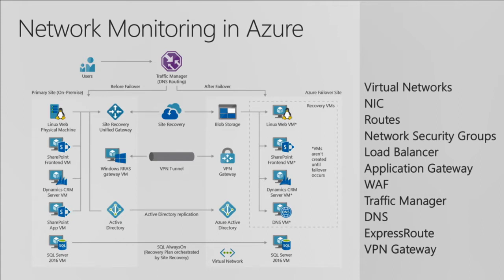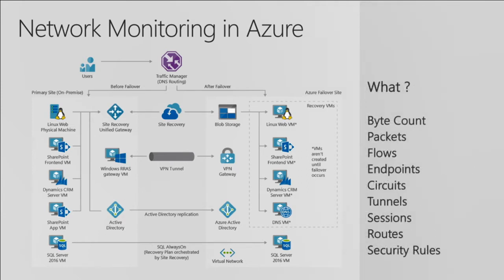What does it mean for you when you have a slow website? What does it mean for you when your internal workloads in a virtual network are accessing malicious sites? How do you diagnose? What do you need to access to diagnose? That's very important. So you start from byte count. You want to have insights to packet level. You want insights to flows. You want insights to endpoints, circuits, tunnels, sessions, routes, security rules. You basically need unfettered access to all these artifacts. And how do we make them available to you?